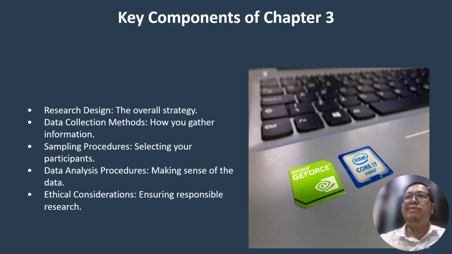Within the methodology chapter, several key components need clear explanation. Your research design dictates the overall structure. Data collection methods detail the specific tools and techniques you'll use, like interviews, surveys, or experiments. Sampling procedures explain how you'll select participants. Data analysis procedures outline your plan for processing and interpreting the data. Finally, ethical considerations are paramount, detailing how you'll protect your participants and ensure responsible research.